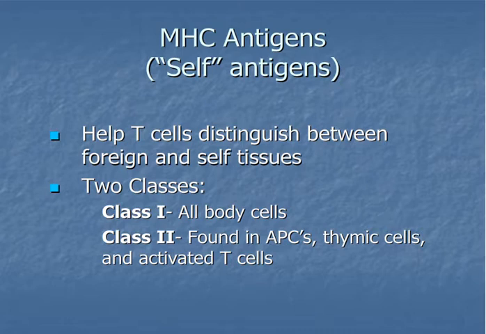But we also have markers on our own cells that can help our lymphocytes distinguish between friend and foe, that is, what cells belong and what cells do not belong. We sometimes call these MHC markers, and MHC stands for Major Histocompatibility Complex. There are two different classes of MHC markers, class 1, which are found on all body cells, and class 2, which are found on antigen-presenting cells, thymic cells, and also activated T cells.